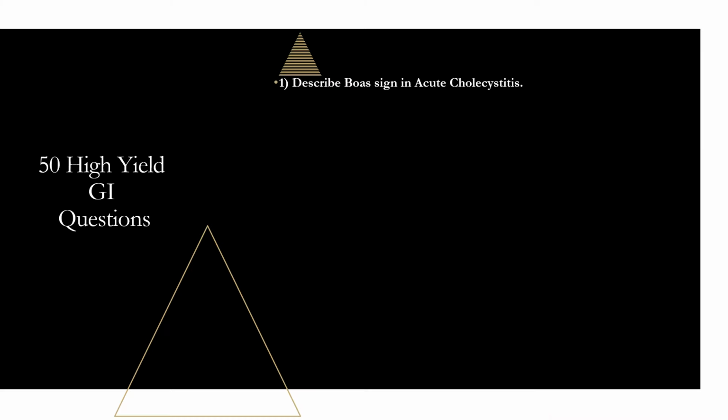First question, describe Boas sign in acute cholecystitis. So Boas sign in acute cholecystitis. This is going to be referred pain. It's generally just inferior to the right scapula, and it's seen in acute cholecystitis due to phrenic nerve irritation.